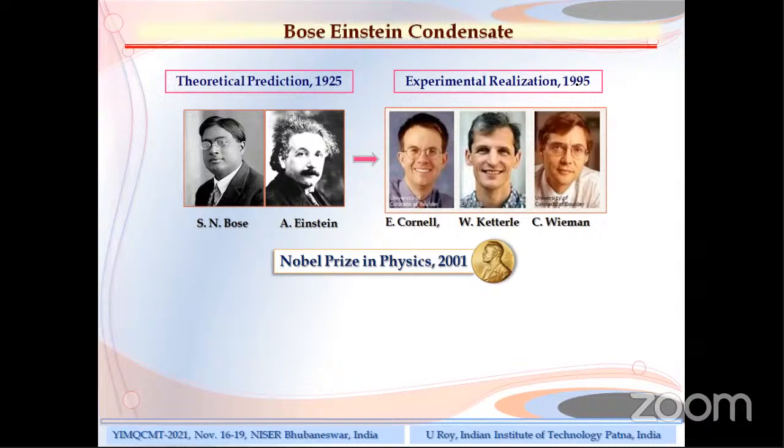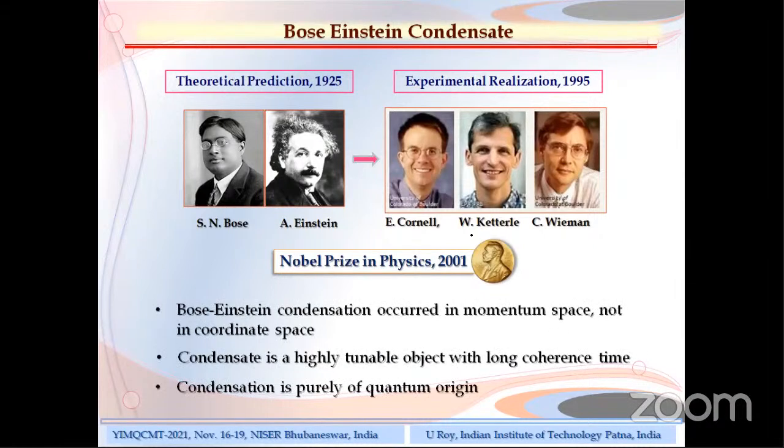So in 1995, this was the first observation by Wolfgang Ketterle and Carl Wieman separately, for sodium and rubidium atoms. They observed BEC, and after that, a lot of other combinations of species have experienced this condensate in different labs. So this was a Nobel Prize because of the remarkable achievement in 2001. The three of them shared the Nobel Prize in 2001.